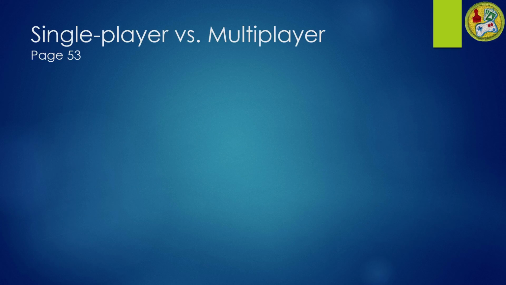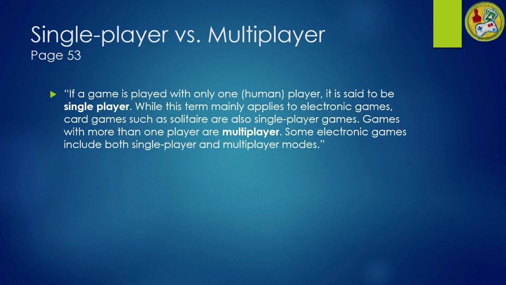Alright, we're finally to the related terms section. We'll start off with single player versus multiplayer on page 53. If a game is played with only one human player, it is said to be single player. While this term mainly applies to electronic games, card games such as Solitaire are also single-player games. Games with more than one player are multiplayer.